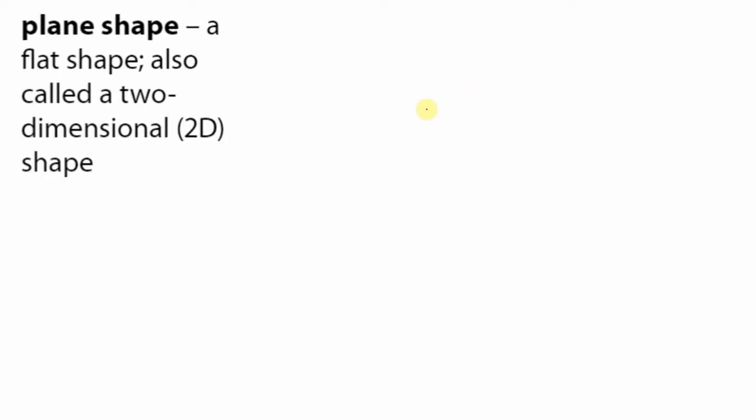For example, a classroom would be a three-dimensional shape because it has length, width, and height. But we are going to focus in this chapter on the two-dimensional or the plane shapes that only have length and width, no thickness or height.